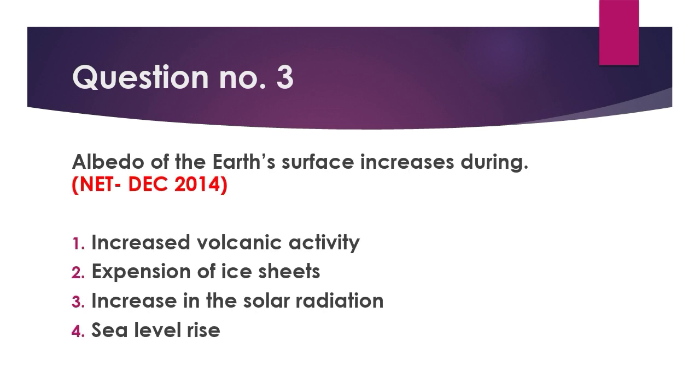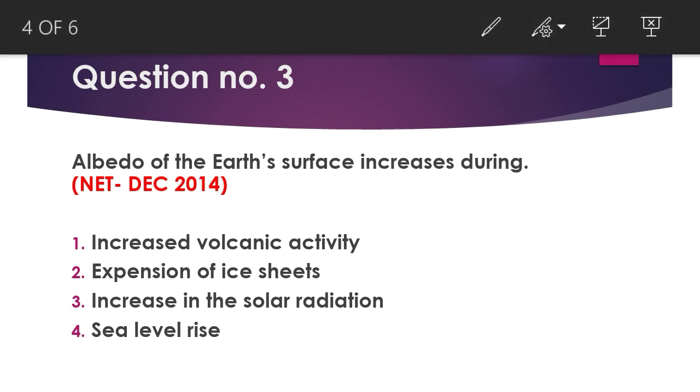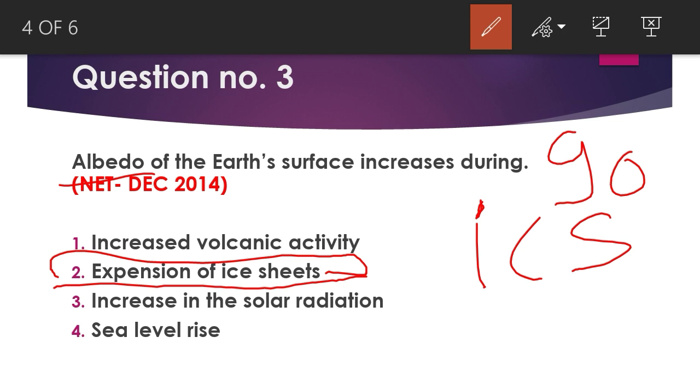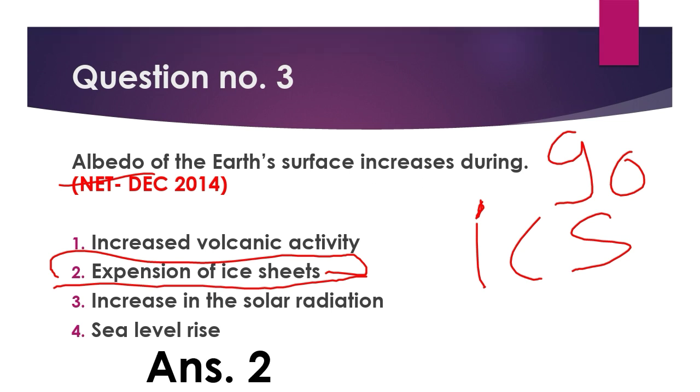Let's move towards the third question. Albedo of Earth's surface increases during the increase of volcanic activity, expansion of ice sheet, increase in the solar radiation, and the sea level rise. So an increase in the ice sheet will definitely increase the albedo. Albedo is nothing but the amount of reflected insolation. As you know, ice has a very significant amount of reflected insolation, and it reflects around 90% of the total incoming solar radiation. So with the expansion of ice sheet, we are increasing the albedo of Earth's surface. So here the second option is your right answer.